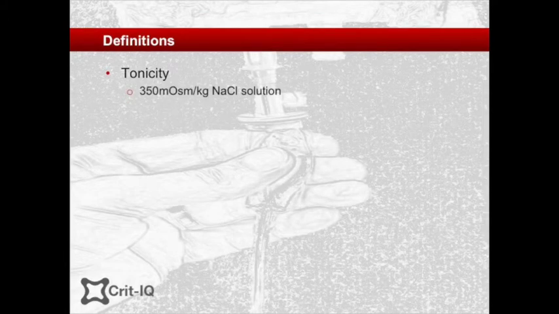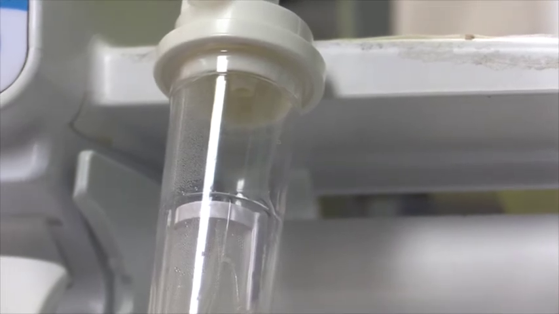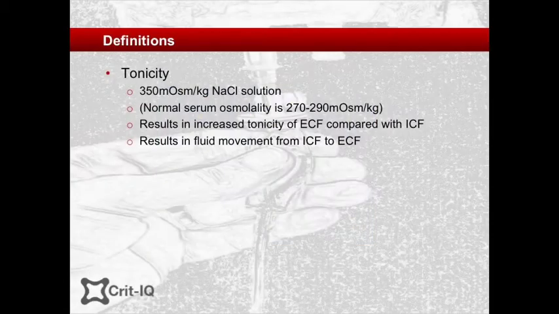Consider, for example, the effects of a 350 milliosmoles per kilo hyperosmolar solution of sodium chloride. Sodium chloride is able to distribute across the extracellular fluid space, but does not pass across cell membranes. This will result in an increase in the tonicity of the extracellular fluid compared with the intracellular fluid, drawing fluids from the ICF to the ECF. This fluid is therefore regarded as hypertonic.